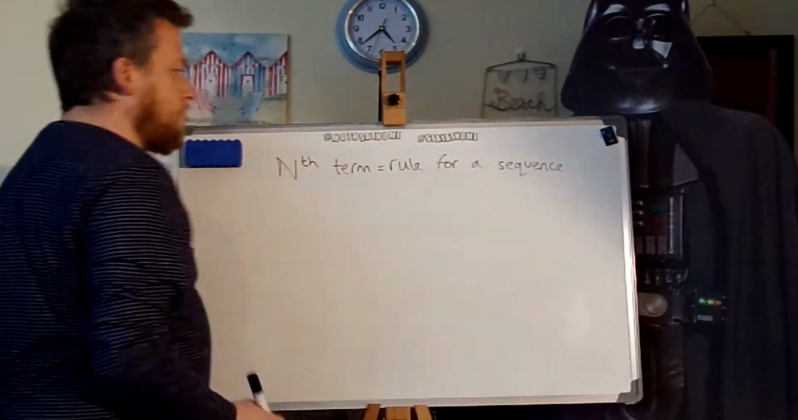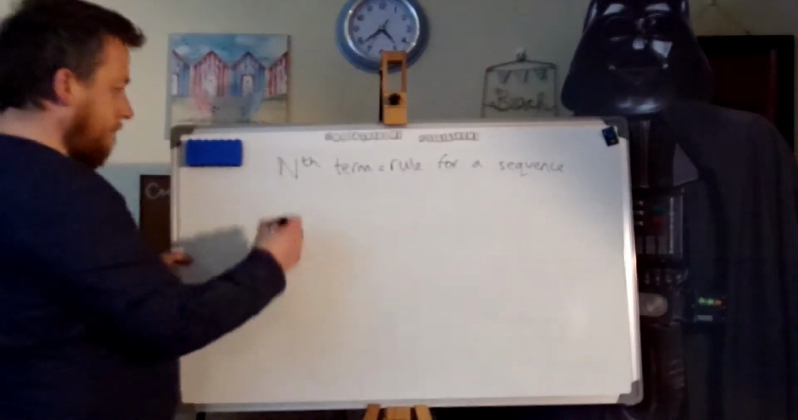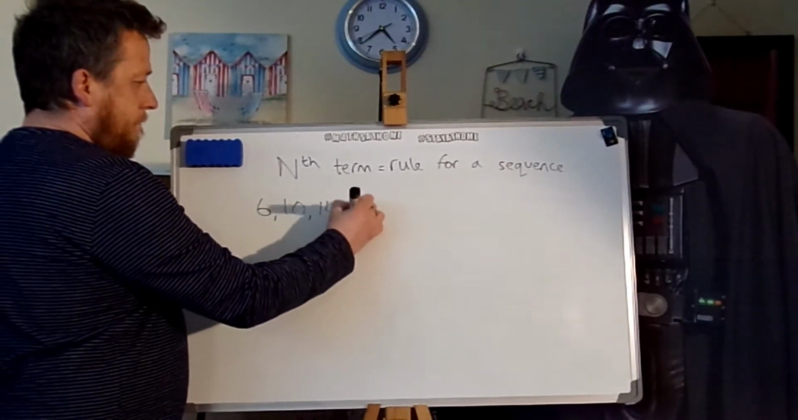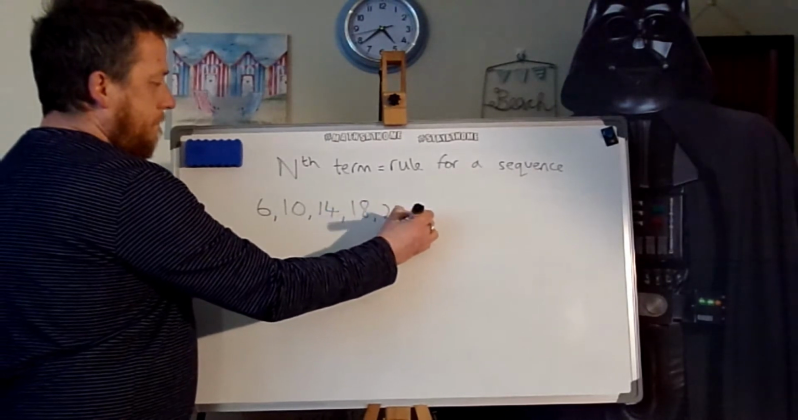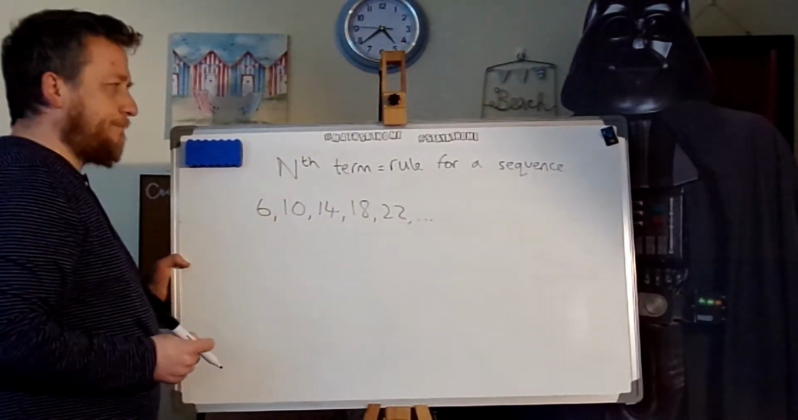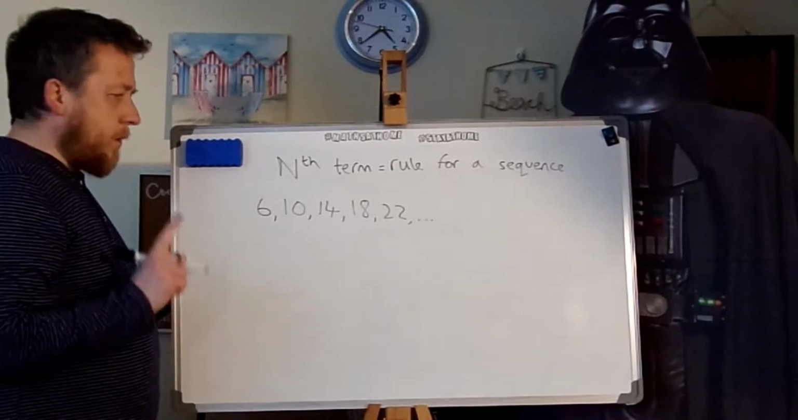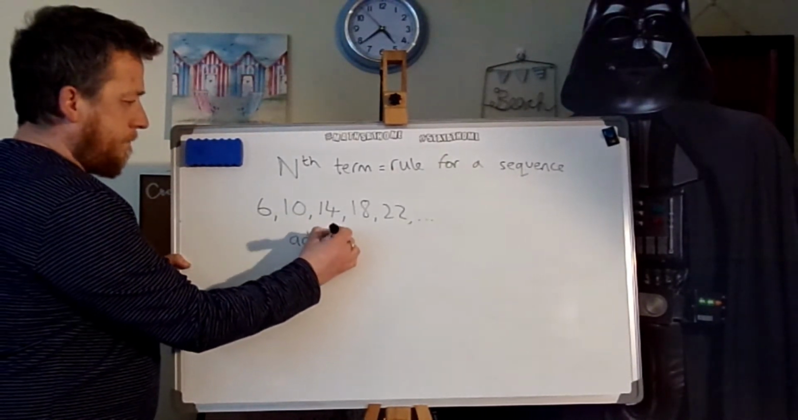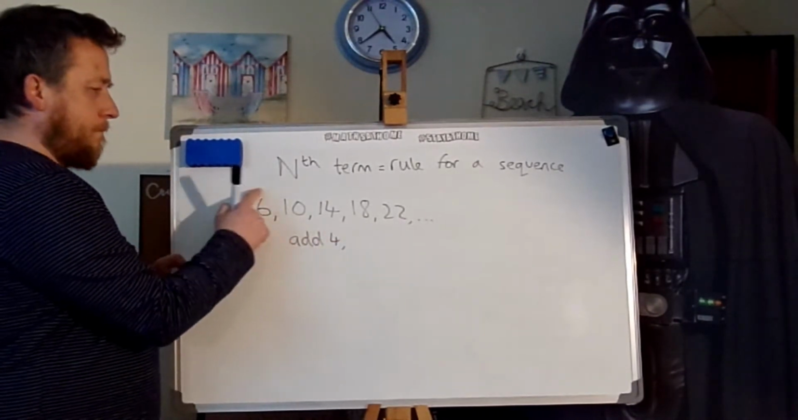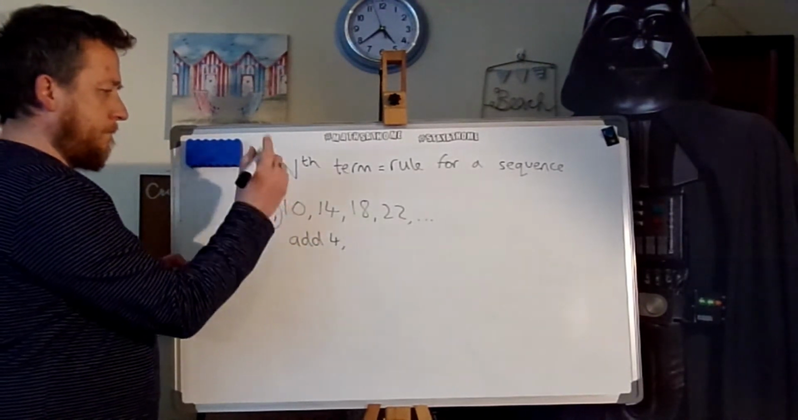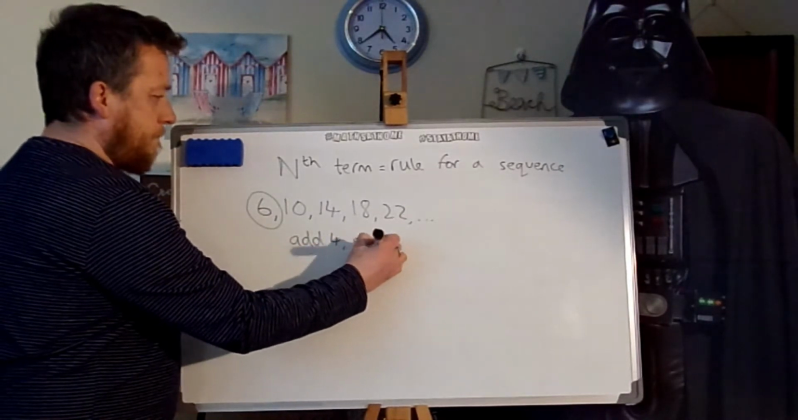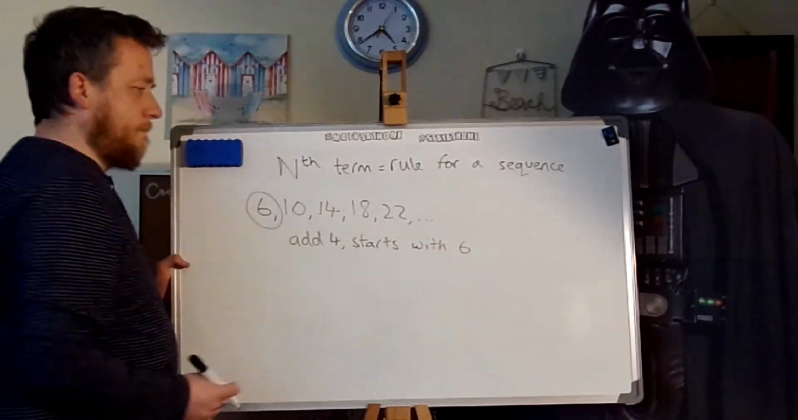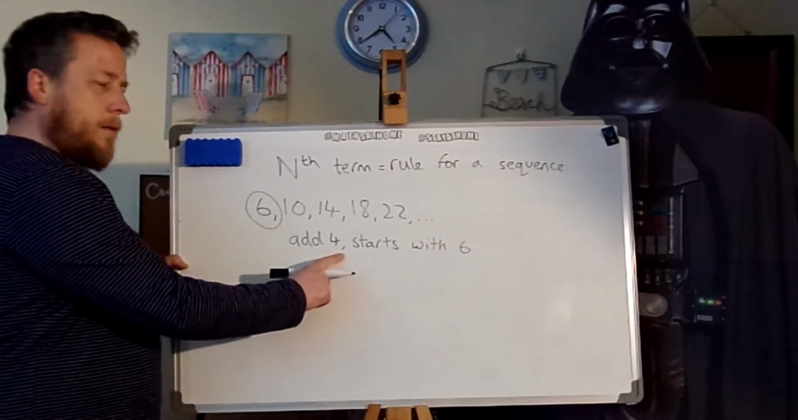Previously we've looked at identifying a pattern in a sequence, and now we're looking at a specific rule to describe a sequence. So here we have a sequence 6, 10, 14, 18, 22. The first thing we would be spotting from what we did before is that the sequence is adding 4 each time, and that the sequence starts with 6. Those are the two bits of information that previously we've looked at to describe the pattern and the sequence itself.